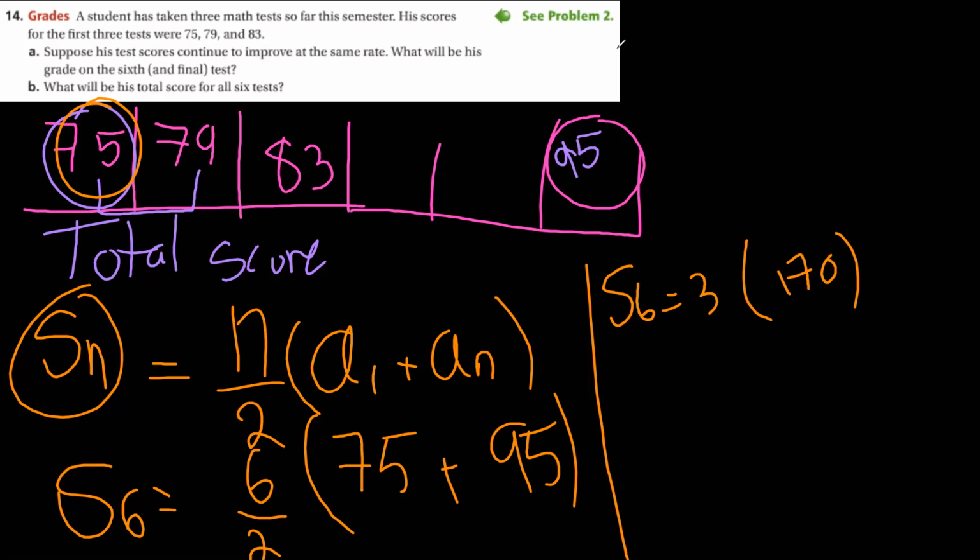3 times 170 is 510... 3 times 1 is 3, 3 times 7 is 21. So his final score now is 410.